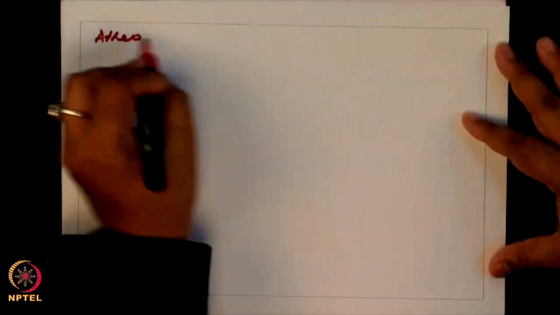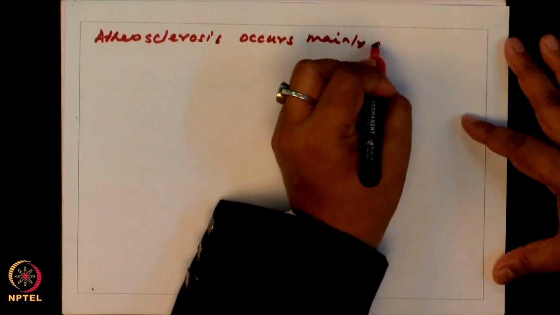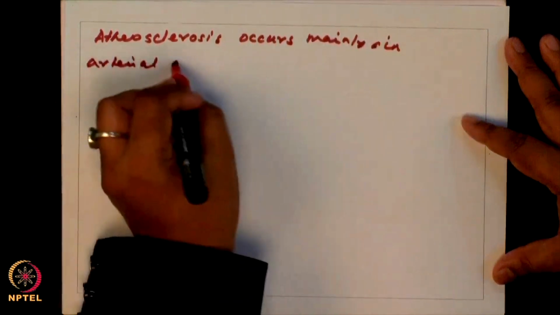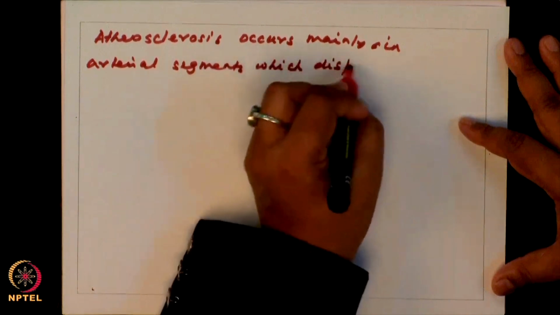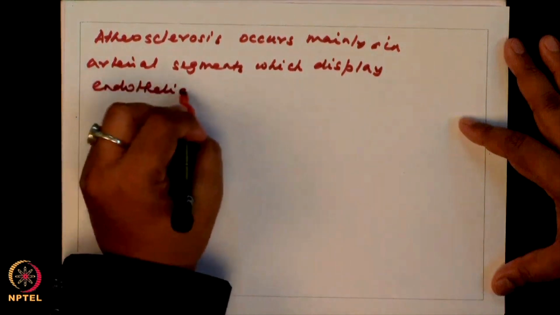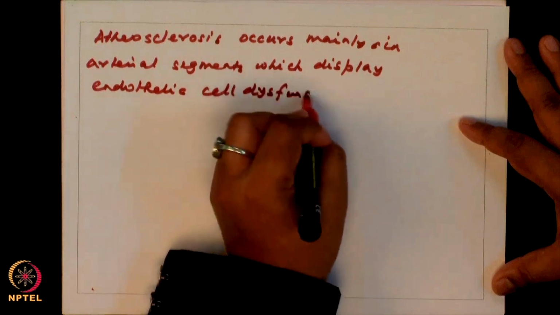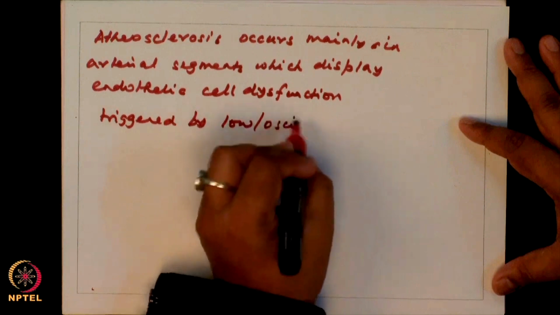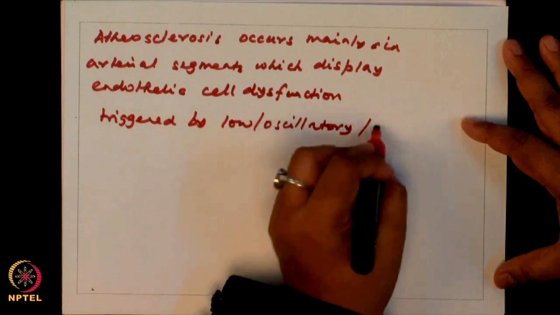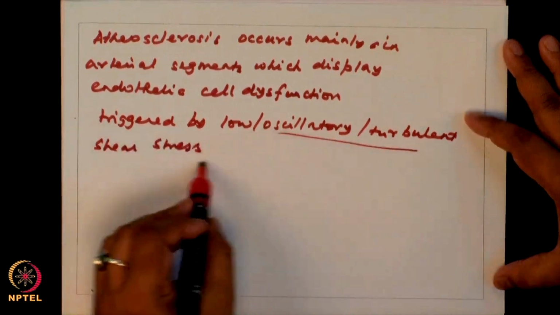Subsequently, people have shown that atherosclerosis occurs mainly in arterial segments which display endothelial cell dysfunction, triggered by low, oscillatory or turbulent shear stress. So, let me briefly explain what this is.